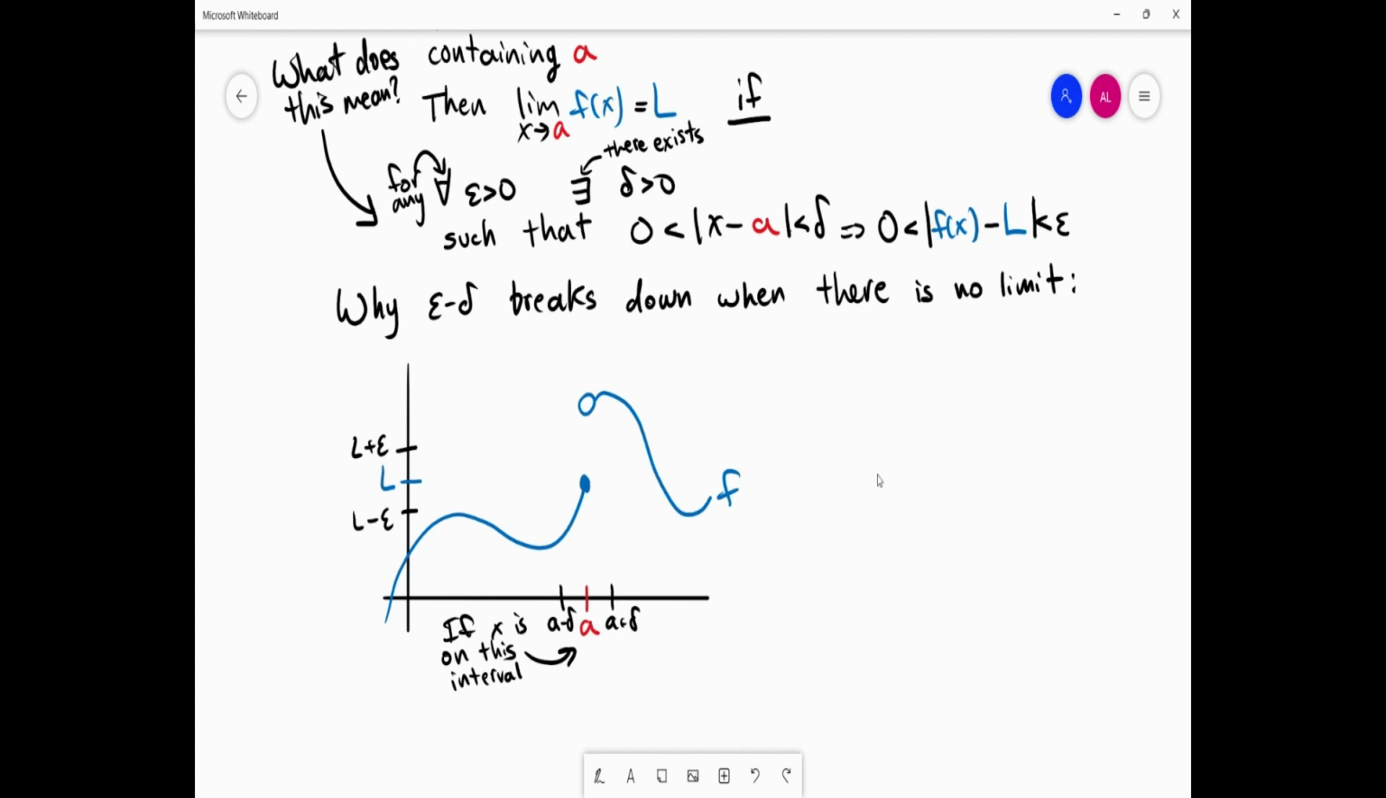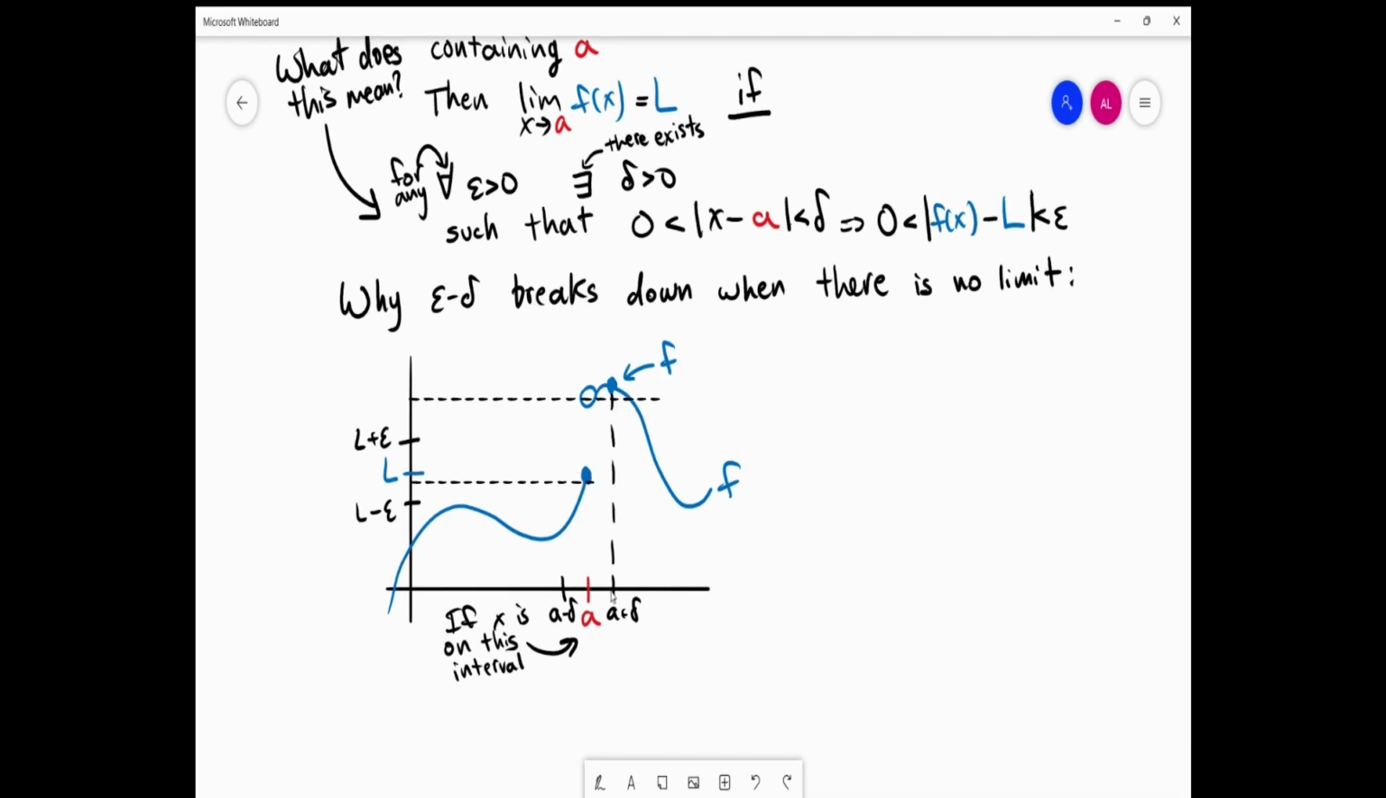But if we try to find such a delta, we immediately run into a problem. Because, as it turns out, epsilon can actually only be greater than the size of this gap. For epsilon smaller than this gap, we cannot find a delta for which, for all x in a minus delta to a plus delta, f will actually be inside the L minus epsilon to L plus epsilon range.